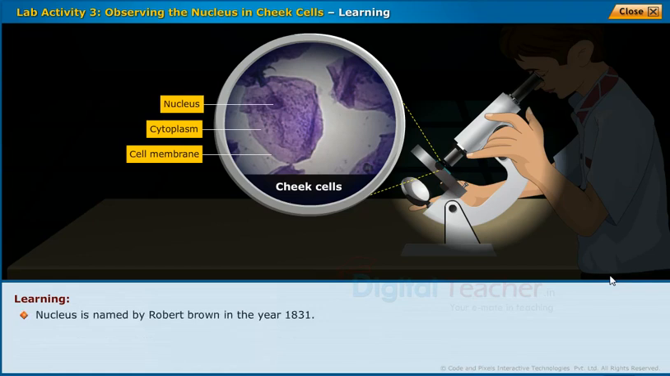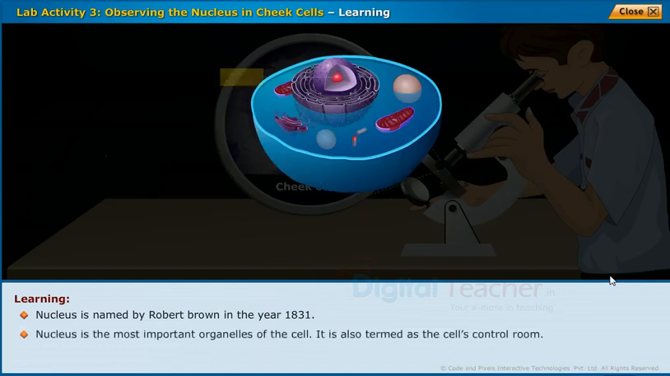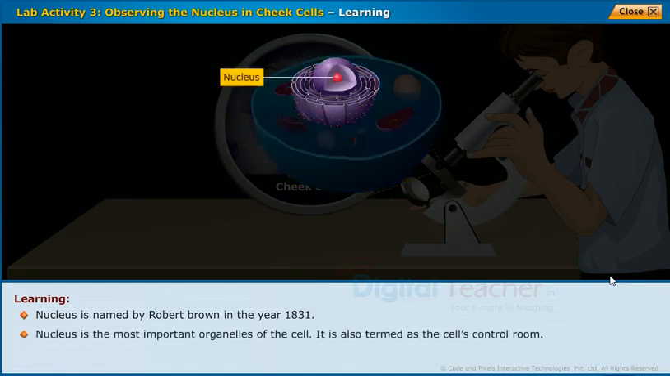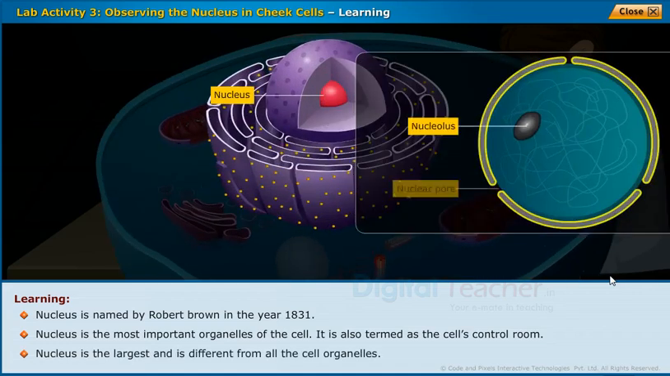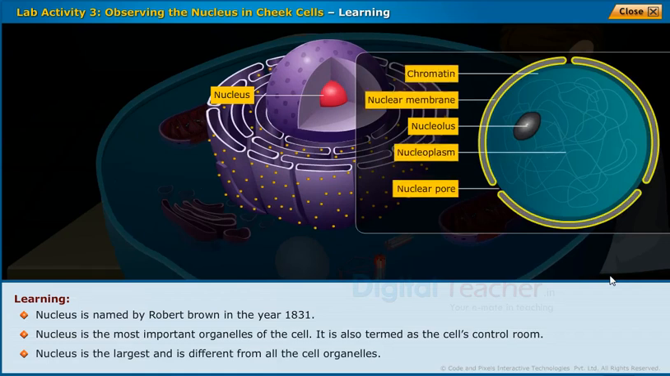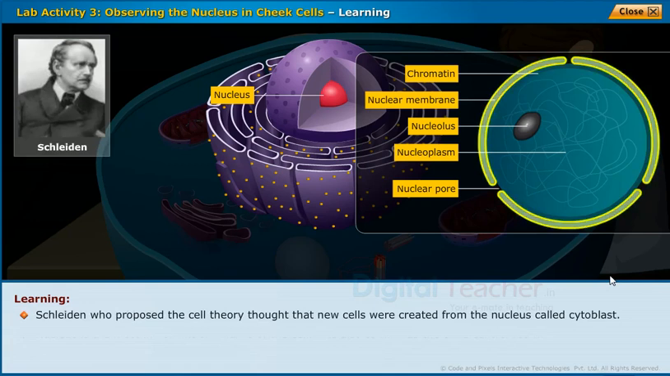The nucleus was named by Robert Brown in the year 1831. The nucleus is the most important organelle of the cell. It is also termed as the cell's control room. The nucleus is the largest and is different from all the other cell organelles. Schleiden, who proposed the cell theory, thought that new cells were created from the nucleus called cytoblast.